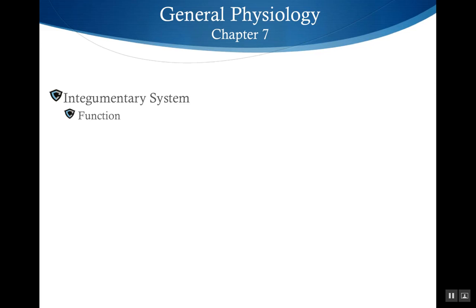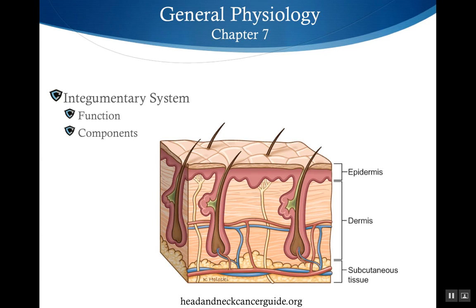So it also helps to regulate body temperature. It provides a barrier that prevents bacteria from entering the body. It excretes liquids and salts in the form of sweat. It provides sensitivity to touch. And it also uses the UV rays from the sun to convert chemicals into vitamin D, and that vitamin D assists in the absorption of calcium. So what are the components?